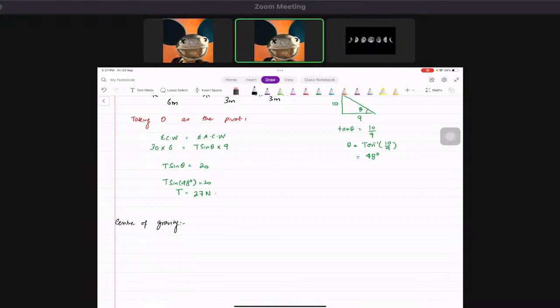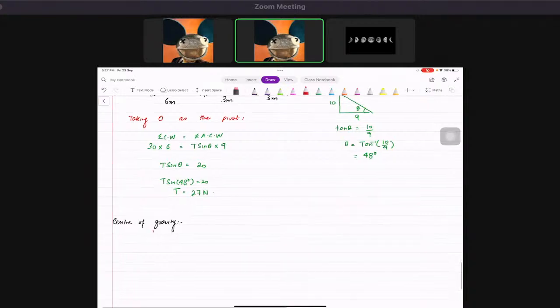Okay. So Varisha, center of gravity is basically defined as a point where all the weight of the body appears to act.